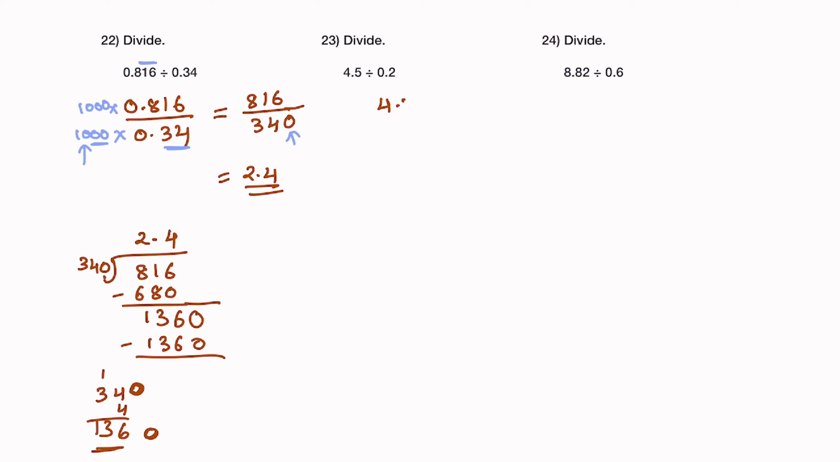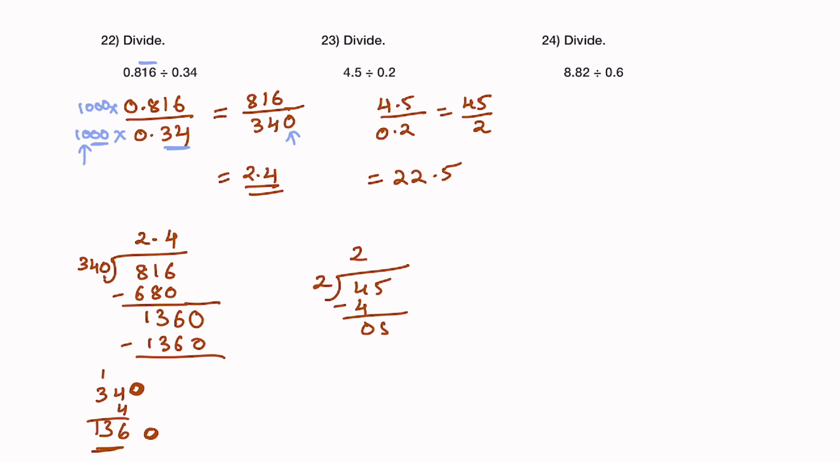Next, 4.5 divided by 0.2. So now we have just one decimal place, right? So we say 45 divided by 2. And that's very simple to do. 2 times 22 is 44. That means we are left with 1. 1 divided by 2 is 0.5. Confirm it here. 45 divided by 2. That's 2 times 2, 4, that's 0. 5 comes down. 2 times 2 is 4. That's 1 remainder. Not possible. So we put 0 and a decimal there. And 2 times 5. That's the answer there.